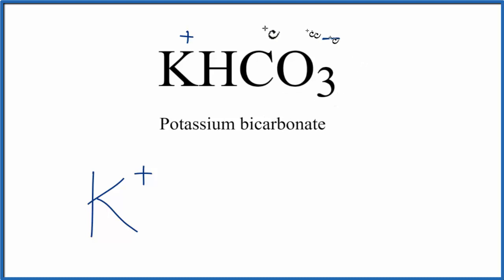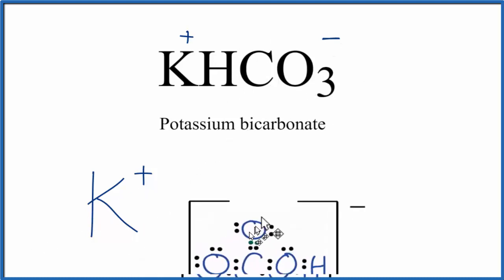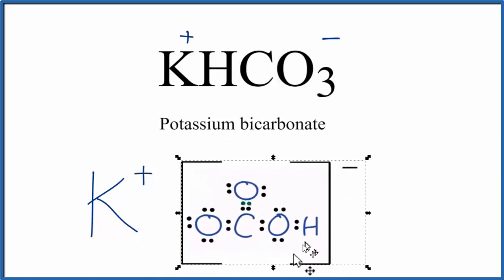So rather than write the Lewis structure for this group here in this video, there'll be a card that you can see how I did this whole structure. So let me just pull that in, and there is the HCO3 minus. So we have our K plus, and then our HCO3 minus. And this minus applies to the whole thing.